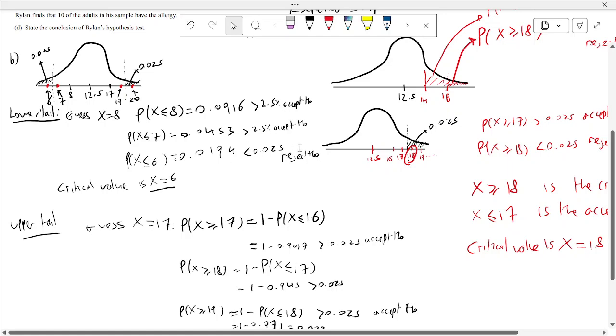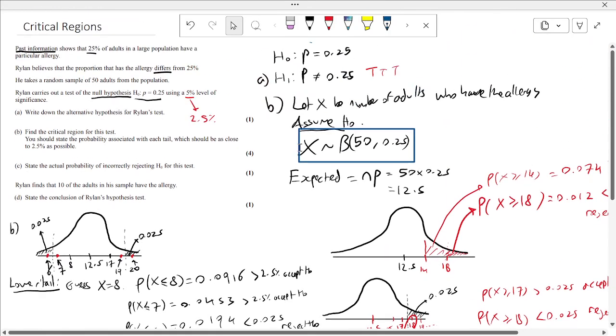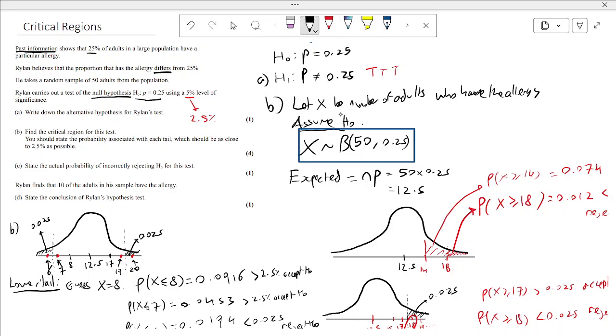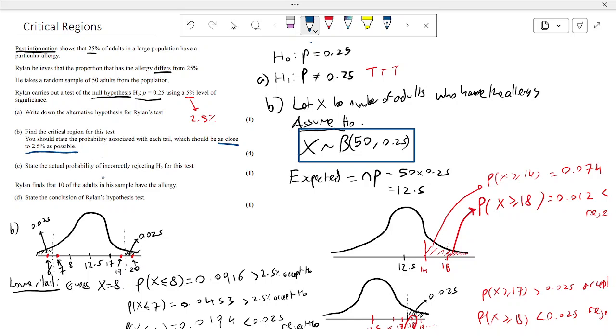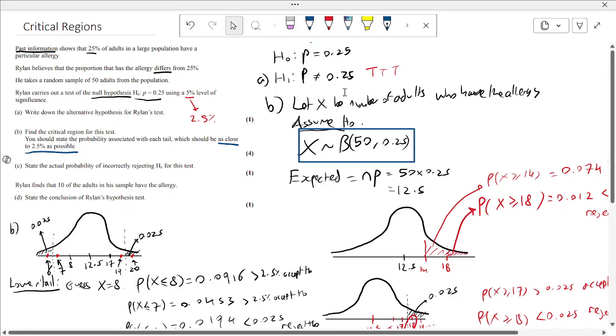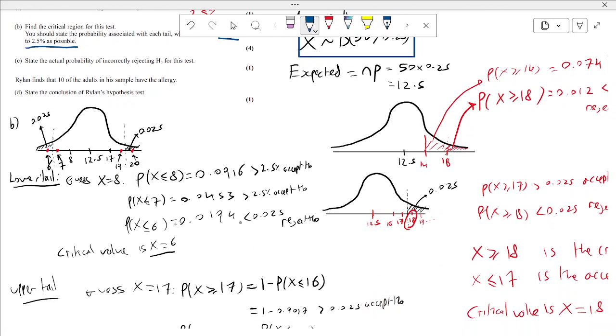Sometimes, and only if the question specifically says, instead of taking the first value inside the region, it will say, like it does in this question, the probability in each tail should be as close to 2.5% as possible. So it's a very slight alteration. Instead of picking the number, for example, down here, we picked 6 because it was the first one that was less than 2.5%. You would look at your two numbers on either side, and whichever one gave you a probability closer to 2.5% would be your critical value, not whichever one was less.